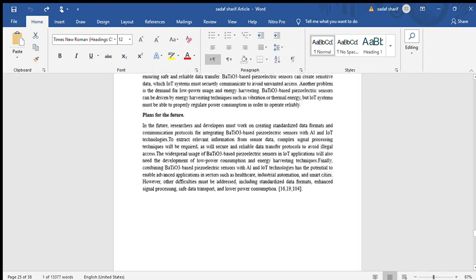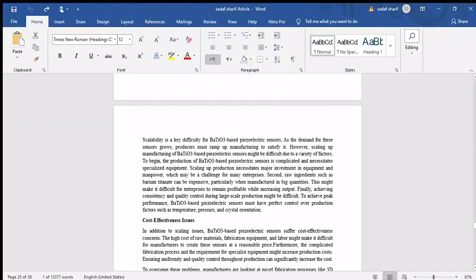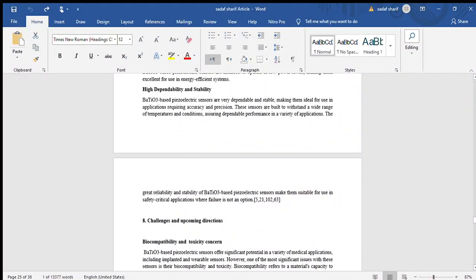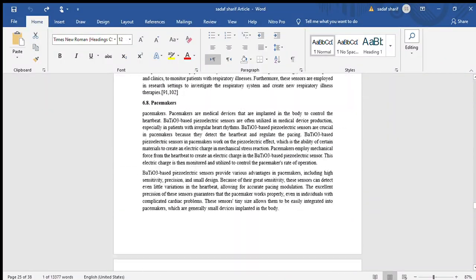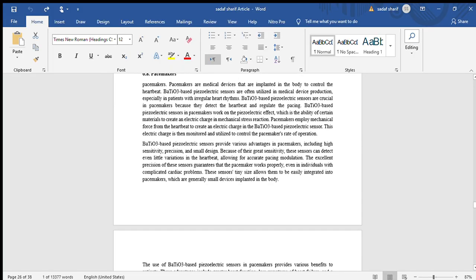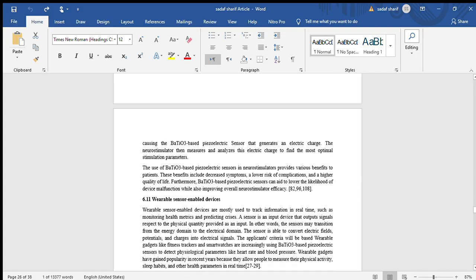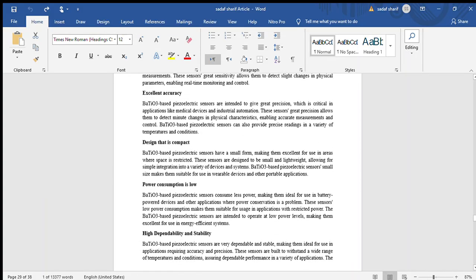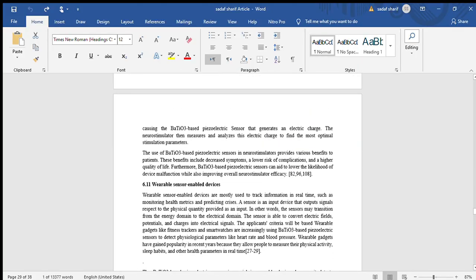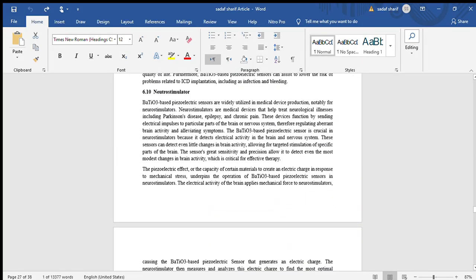What we are studying, the 10th one, that is pacemakers. So okay, now we are discussing its uses. Barium titanate based sensors provide various advantages in pacemakers, and we have already discussed that. Yeah, that's the last one.